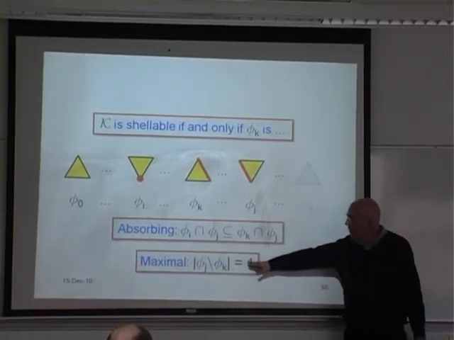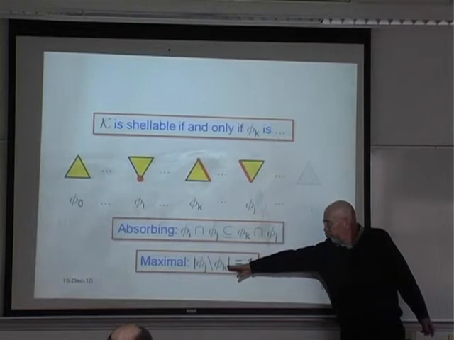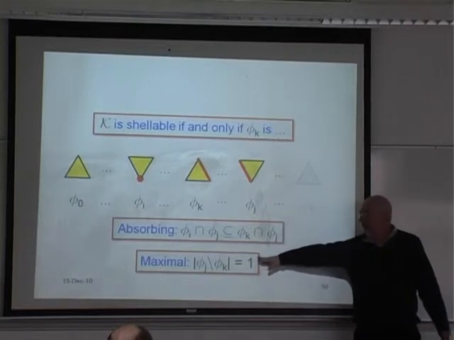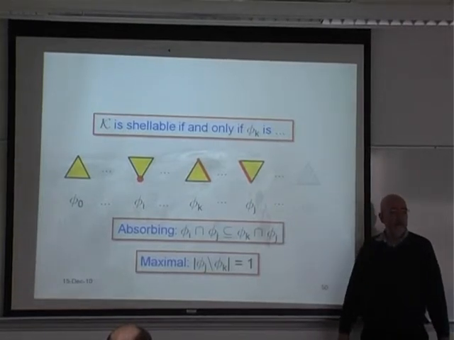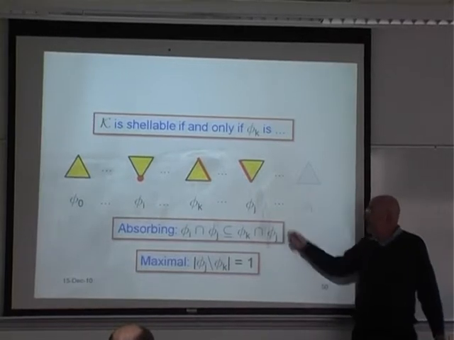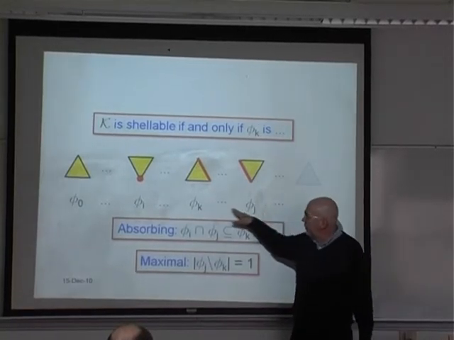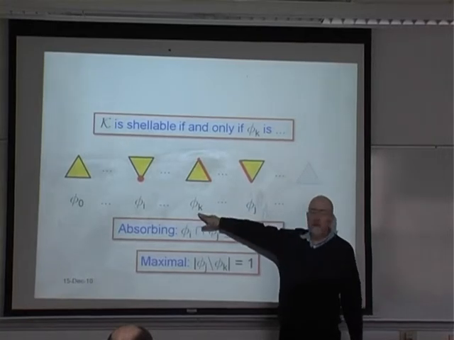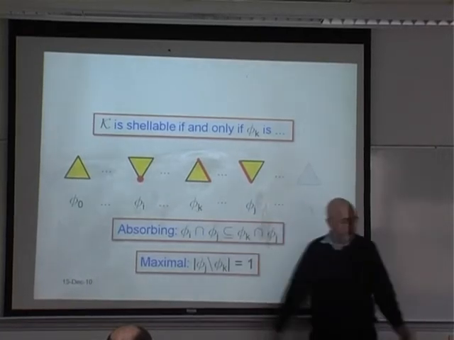And moreover, we want it to be maximal, meaning that if I throw out everything in a j that's also in k, there's only one vertex left. So that says that, in some sense, if you're looking at phi j and the intersection with what comes before, the intersection with phi k is all that really matters.